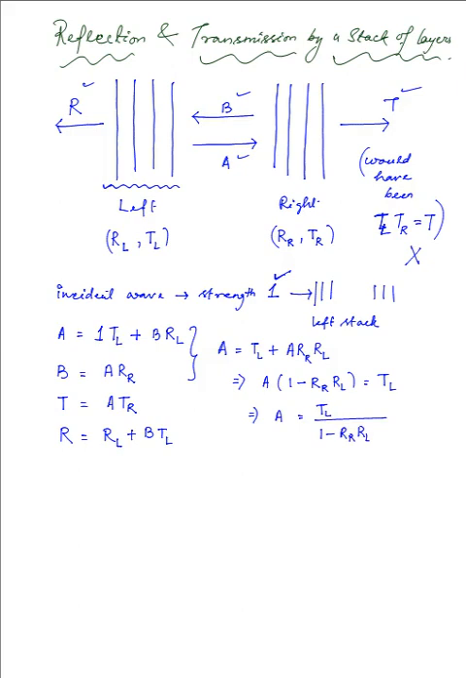That is the value of A. What about B? B is simply A times RR. So we have B equal to A, that is TL over 1 minus RR times RL, multiplied by RR.